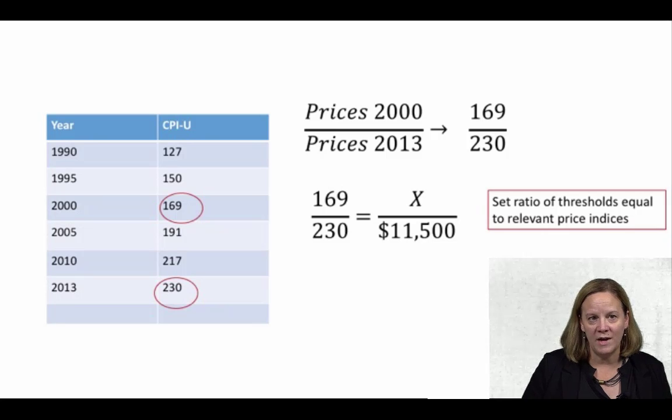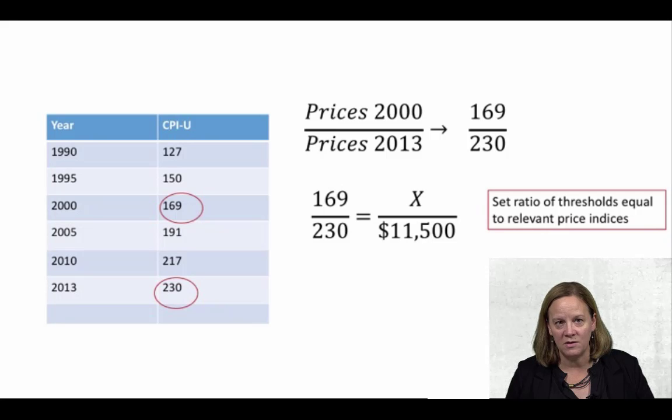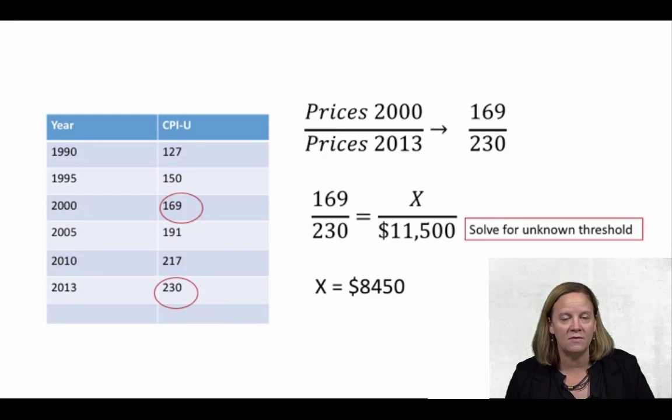Here, our unknown quantity X represents the unknown poverty threshold in the year 2000, and the 2013 value of the threshold is $11,500. Solving for X in this case gives us $8,450. This says that a year 2000 poverty line comparable to a line of $11,500 in 2013 would be approximately $8,450.